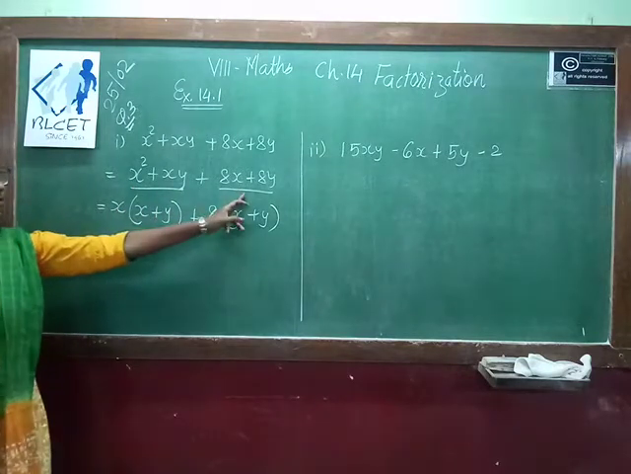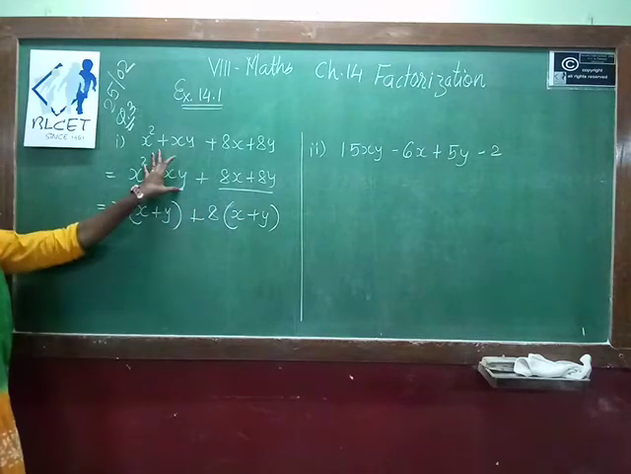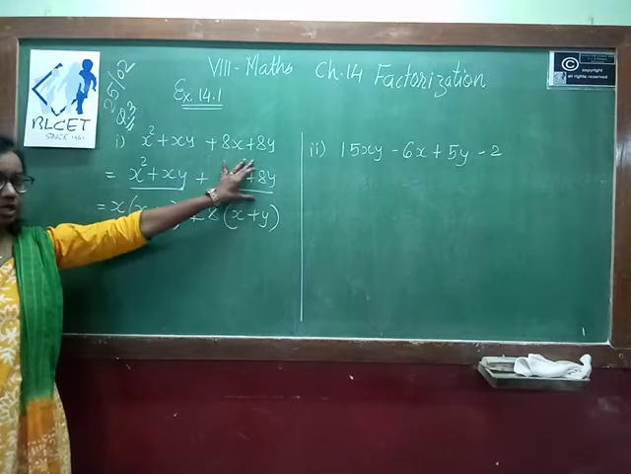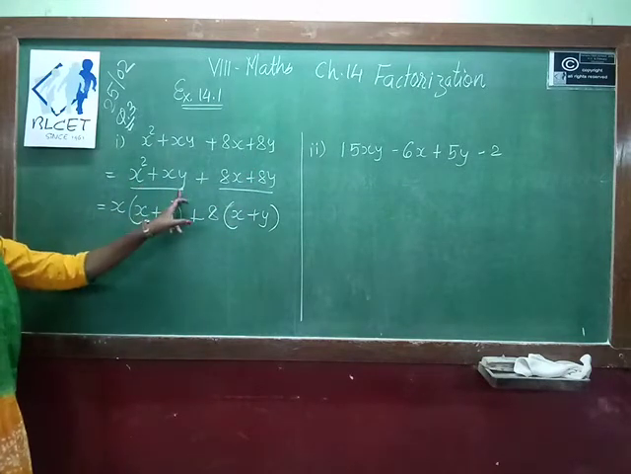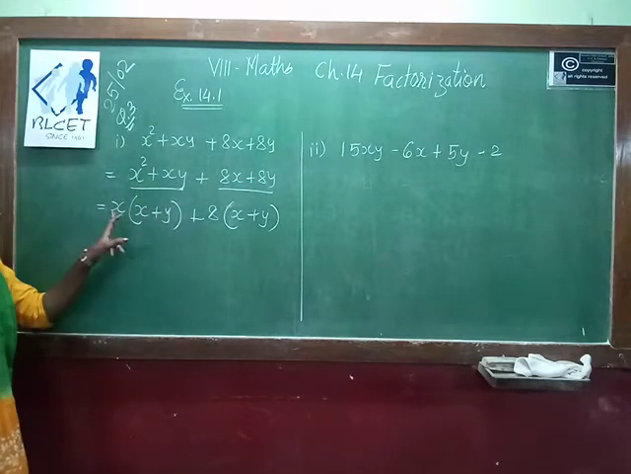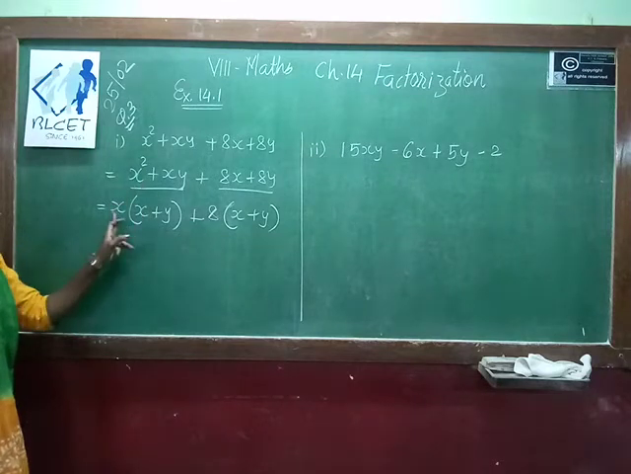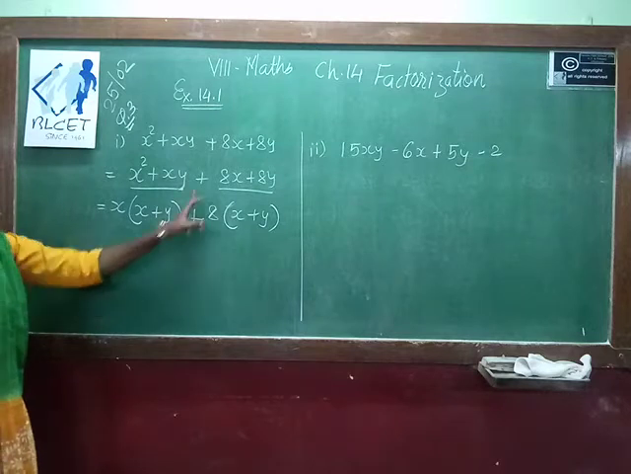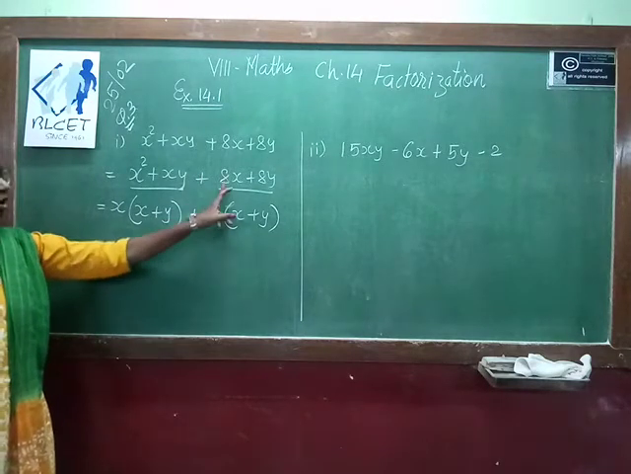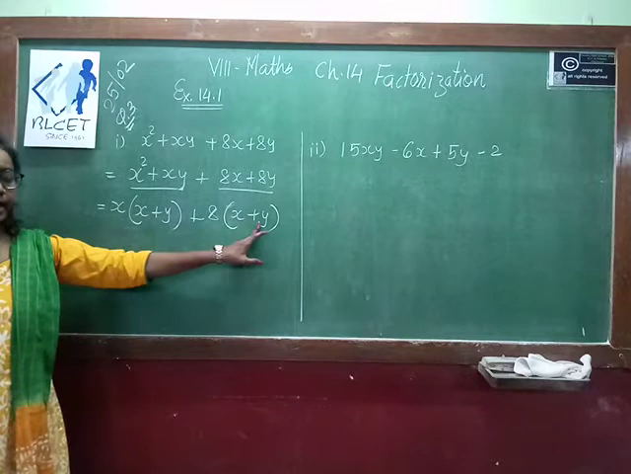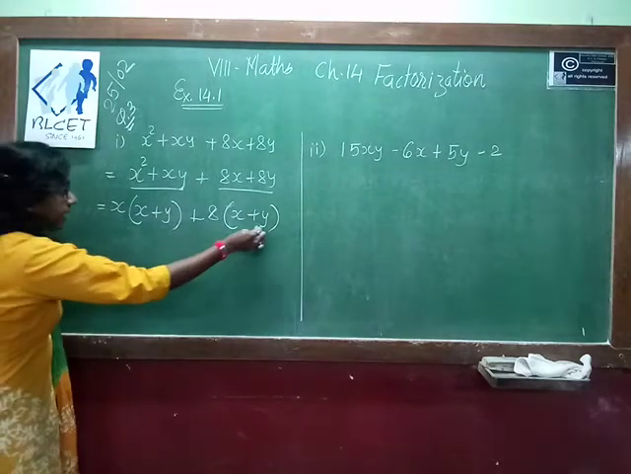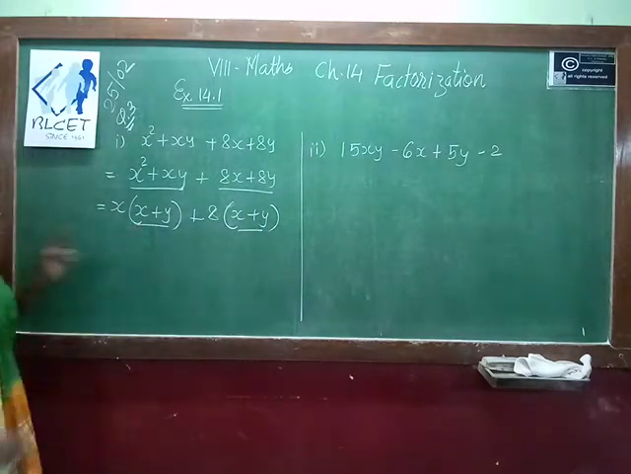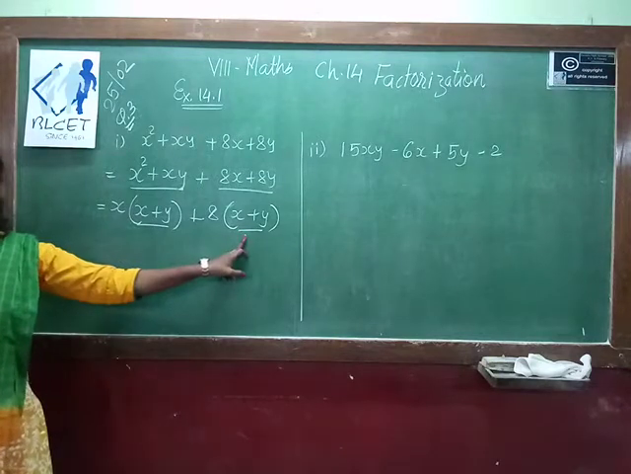Make two groups. X square plus xy, this is your one group. 8x plus 8y, this is your another group. Take common from these two terms. So x is common in both. What is left? 1x is already common, so 1x is left. So in bracket x plus y. In another bracket, plus 8 is common in both. So x plus y is in brackets. Keep in mind that this bracket is common in both. Otherwise your answer is wrong.